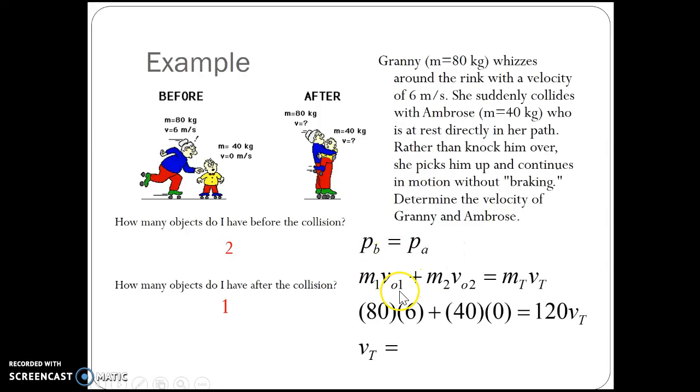So I have the momentum of Granny right here. I have the momentum of the child right here, which happens to be 0 because the child's at rest. And then I have the total momentum of them together that we can assume is one object. And we just add their masses together when we do that. So the final velocity, if we do the math here, winds up being 4 meters per second.